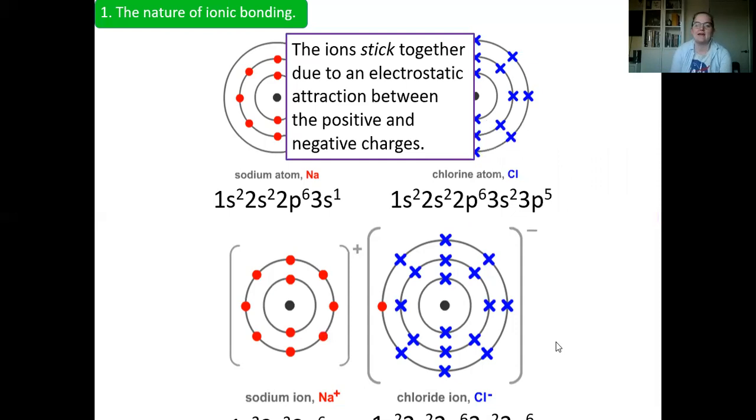So the ions stick together. This is the actual bonding part, because actually we've just got one that's lost an electron and one that's gained an electron, but we're actually calling it a bond. We're saying they're actually attracted to each other. So the ions stick together due to an electrostatic attraction between the positive and negative charges. It's an electrostatic attraction that keeps these two ions together in this situation. And it's because they have a positive and negative charge, so it's the opposites attracting again.